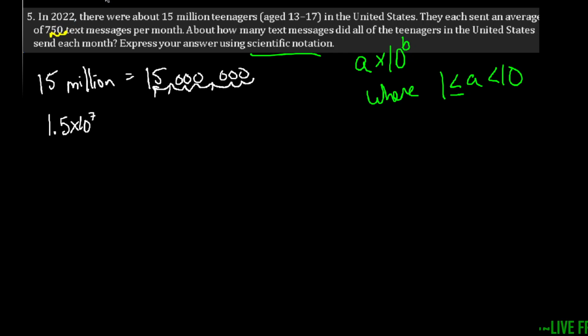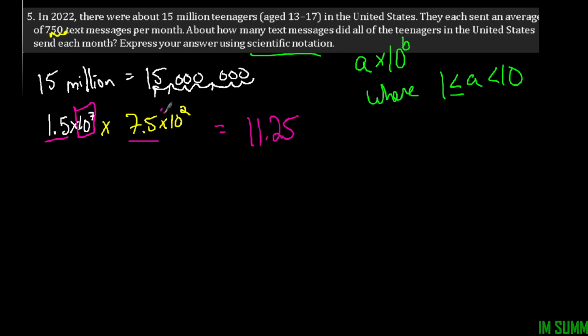And what we're going to do is multiply these two together. So I have 1.5 times 10 to the 7th power times 7.5 times 10 to the 2nd power. Now we can multiply these together. Again, multiply your first two values together. 1.5 times 7.5 is going to be 11.25. And then since I have the same base with different exponents, let me change the color.